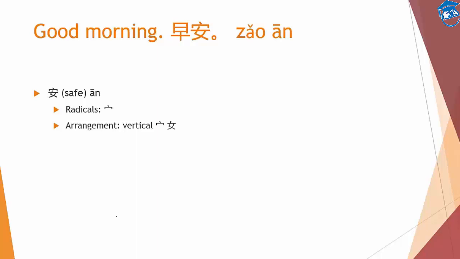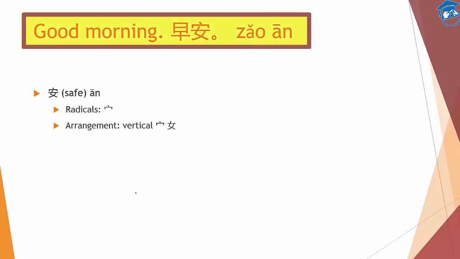The next one is 早安. It's another way of saying good morning. Okay, and this is a new word which means safe. So you can think of it as we are wishing someone to have a safe and sound morning. Okay, so this is the pinyin, and here's the radical.